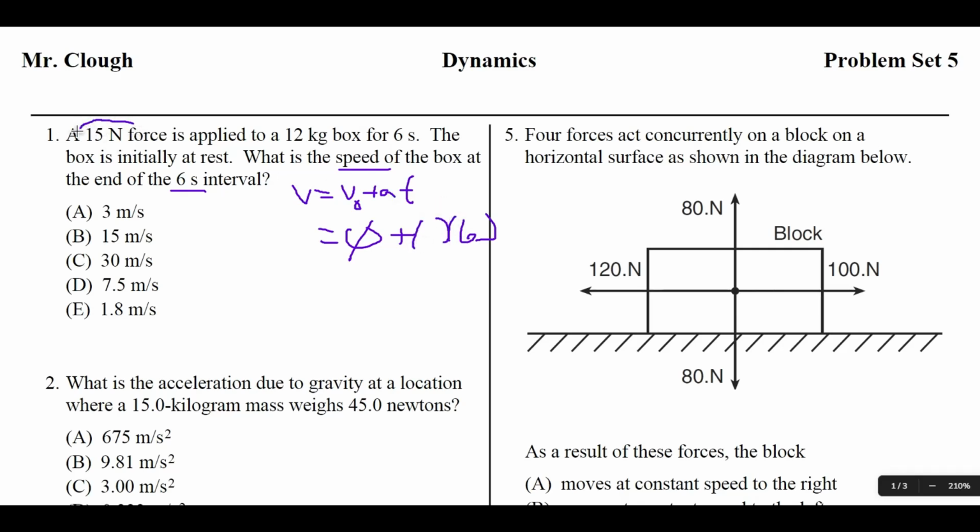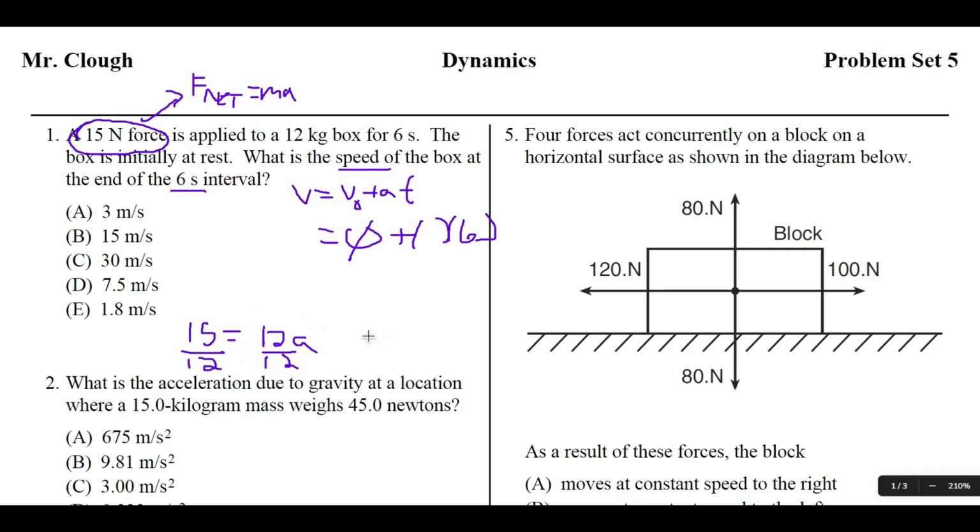So if I remember that acceleration is essentially the connection between dynamics and kinematics, I can look at this 15 Newton force and remember I have an equation that connects forces to acceleration: F net equals ma. So now I know how I go in this problem. I have to first start with F net equals ma. There's only a 15 Newton force, 15 newtons applied to a 12 kilogram object. It's going to produce some sort of acceleration. Divide both sides by 12.